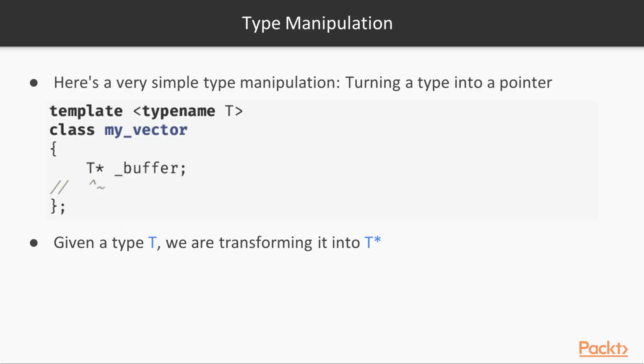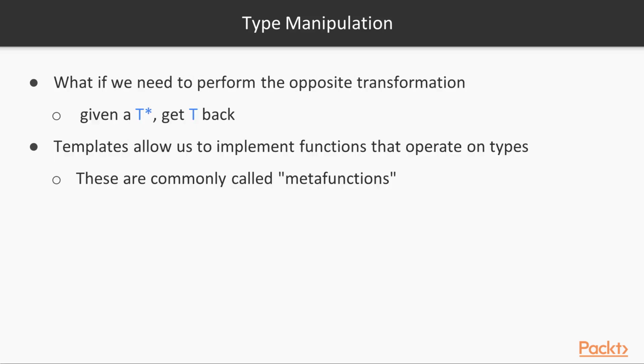Here's a very simple type manipulation, turning a type into a pointer. Imagine that you're writing your own myVector class that takes a template parameter T, and inside you're simply creating a buffer of type T*. Given the type T, we're transforming it into T*, which is a pointer to T. This is a trivial transformation. But what if we need to perform the opposite transformation? That means that given a T*, we want to get T back. Templates allow us to implement functions that operate on types, and these are commonly called metafunctions.